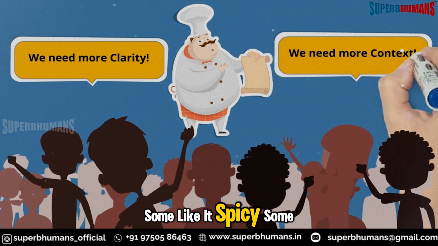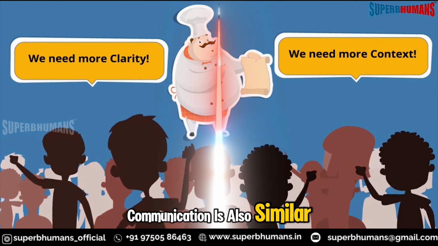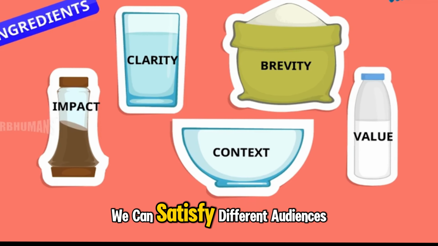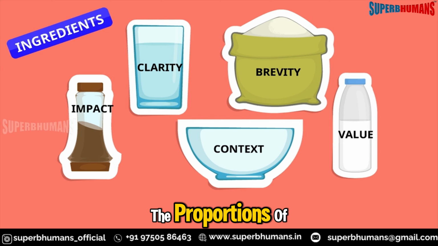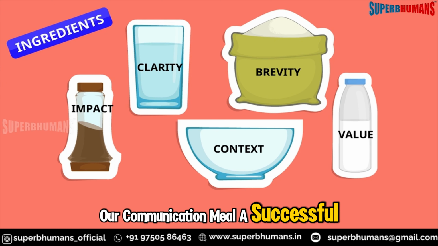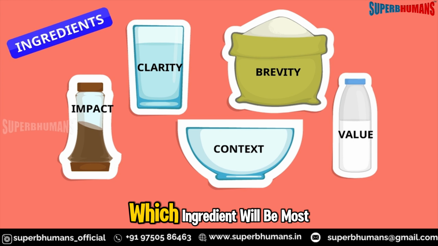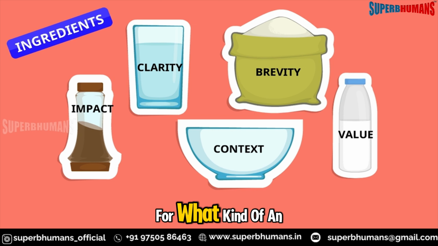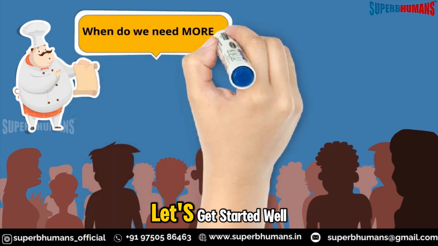Some like it spicy, some like it mild, and some like it crazy hot. Communication is also similar. By using these 5 ingredients, we can satisfy different audiences based on the demand. We just need to change the proportions of our communication meal. A successful savvy communicator looks at these 5 ingredients and determines, based on the audience, which ingredient should be dominant, which ingredient will be most helpful for what kind of an audience and what kind of a situation. In this video, we are going to help you choose which ingredients you need to choose for what kind of an audience or situation. Let's get started.